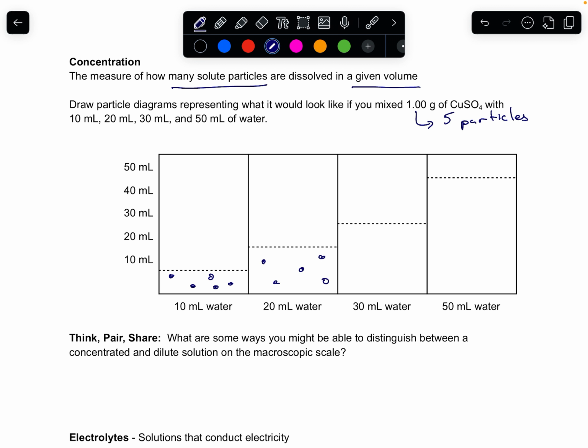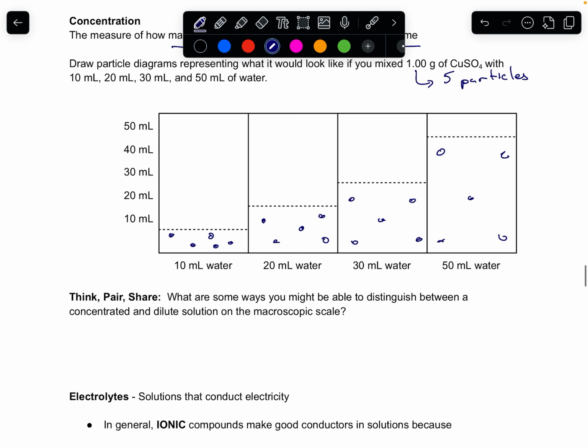20 mils of water, I still have 5 particles. 30 mils, I still have 5 particles. And 50 mils, I still have 1, 2, 3, 4, 5 particles. Okay, so now we want to stop and think about this. What's this mean?